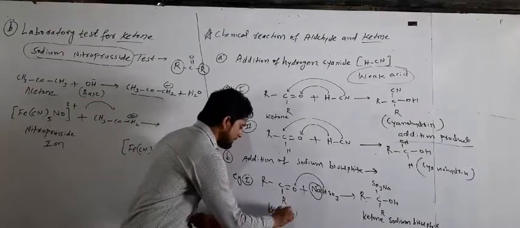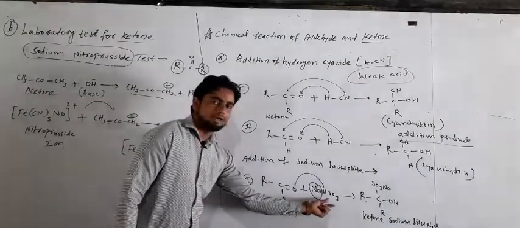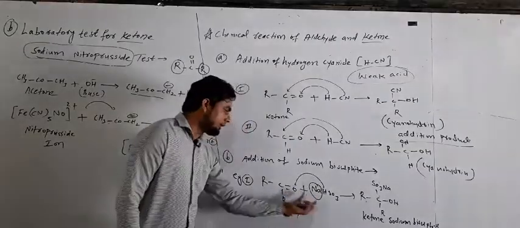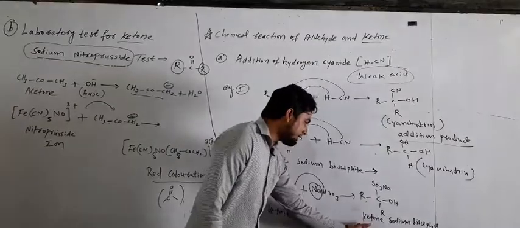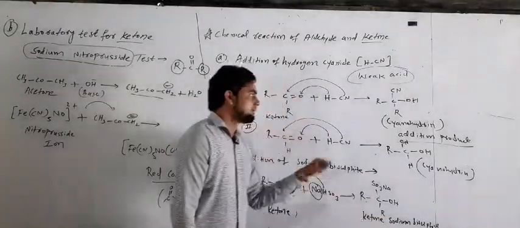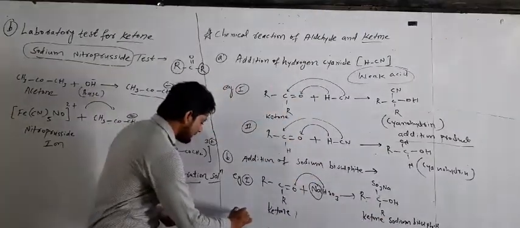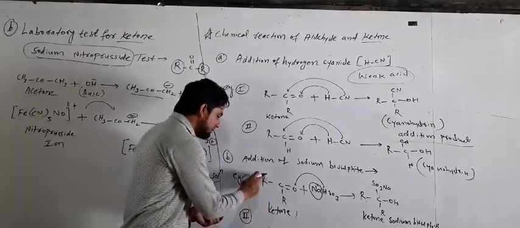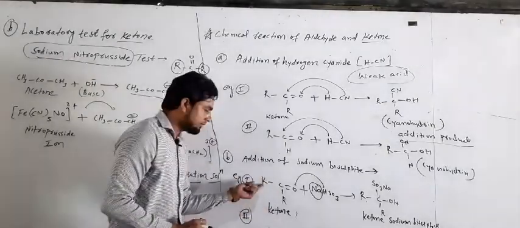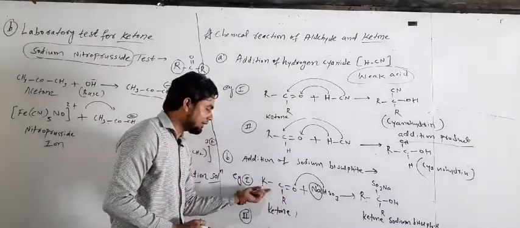In this reaction, same here, this sodium bisulfite reacts with the ketone, it also forms the addition product. It is called ketone sodium bisulfite. Now we take the third example here. So this R of the ketone is replaced by the H. So what do we get?